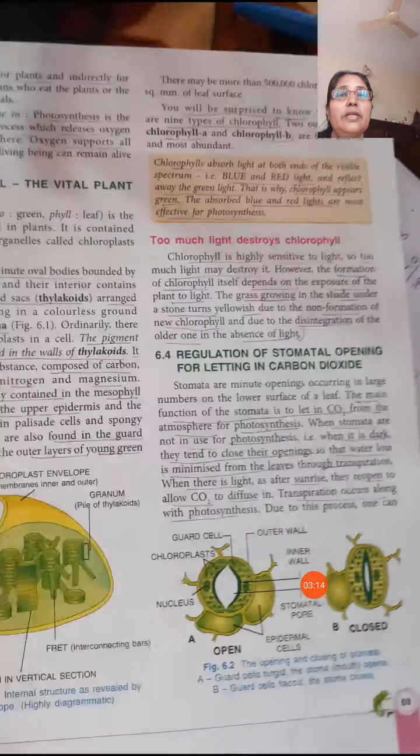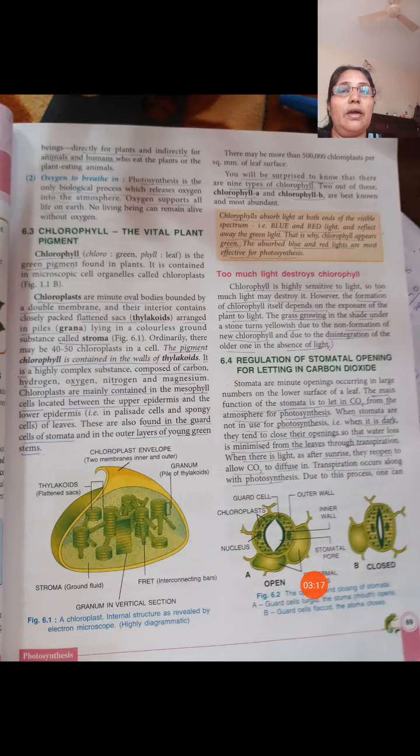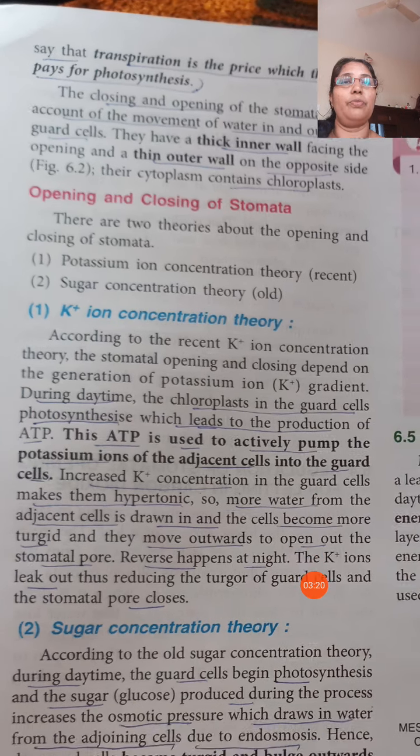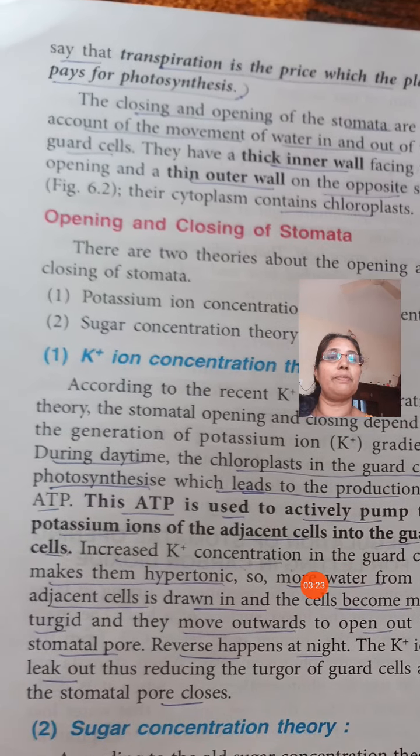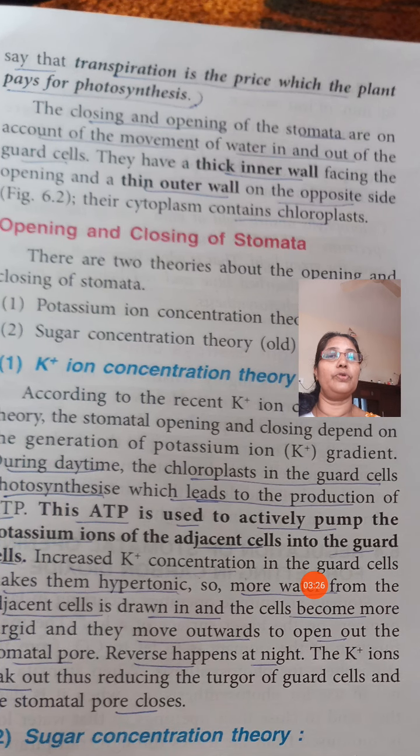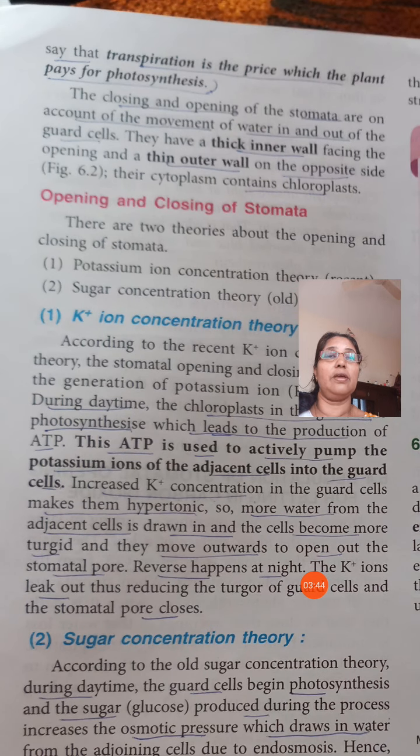Here, on another page, one point is that transpiration is the price which the plant pays for photosynthesis. At the daytime, to absorb carbon dioxide, the stomatal opening will become wide. At that time, transpiration also will occur because of the diffusion of water. So at the time of photosynthesis, transpiration is the price. The plant loses a lot of water by transpiration at the time of photosynthesis.